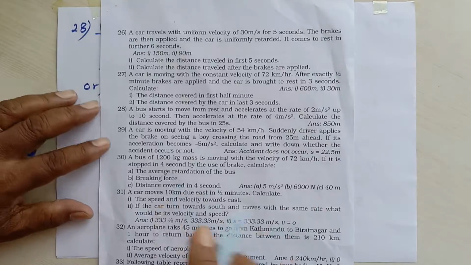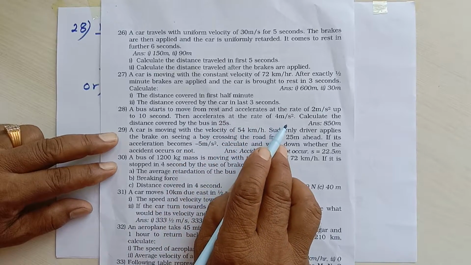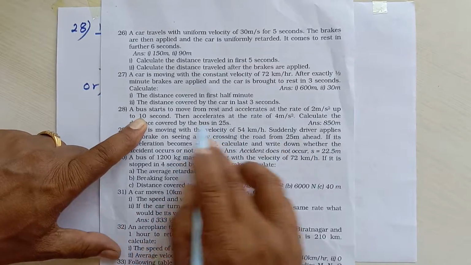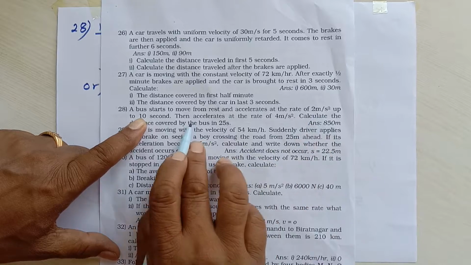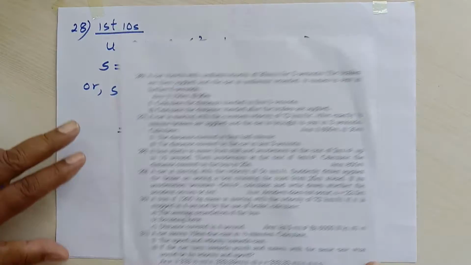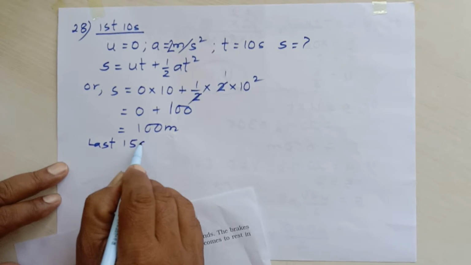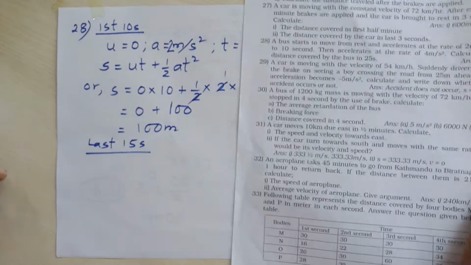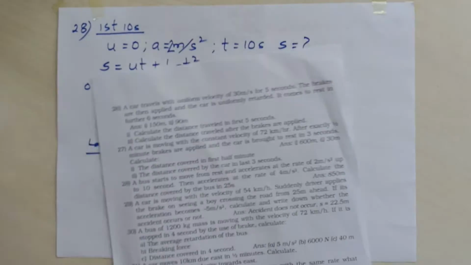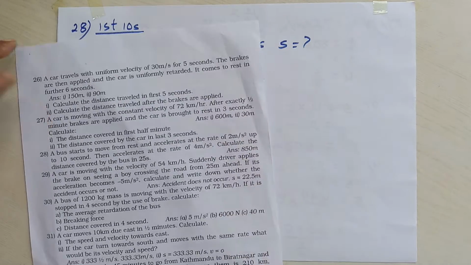Now let's continue. What is the question in the later part? Look at this later part. Then accelerate at the rate of 4 meter per second square. Calculate the distance covered by the bus in 25 seconds. It means up to 10 seconds, 2 meter per second square is the acceleration, and later for 15 seconds, total 25 seconds, the acceleration is 4 meter per second square. That's why we can say the last 15 seconds. Now what information do we have for this last 15 seconds?